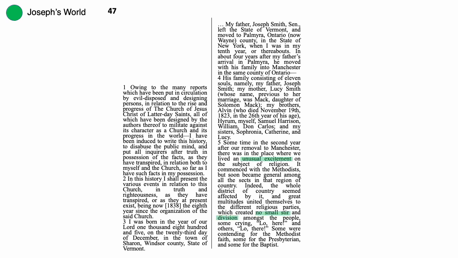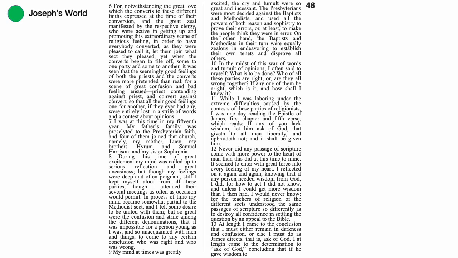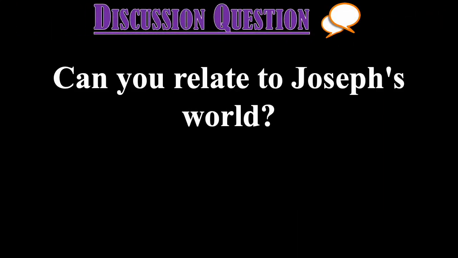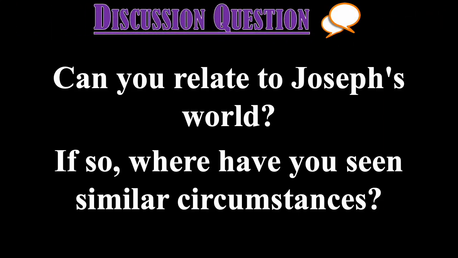So the search question would be this. In Joseph Smith history, verses 5 through 12, find and highlight as many descriptions as you can of the world or circumstances that Joseph Smith was experiencing as a young boy. And once they've found them and you've discussed them, I would ask this discussion question. Can you relate to Joseph's world? If so, where have you seen similar circumstances?